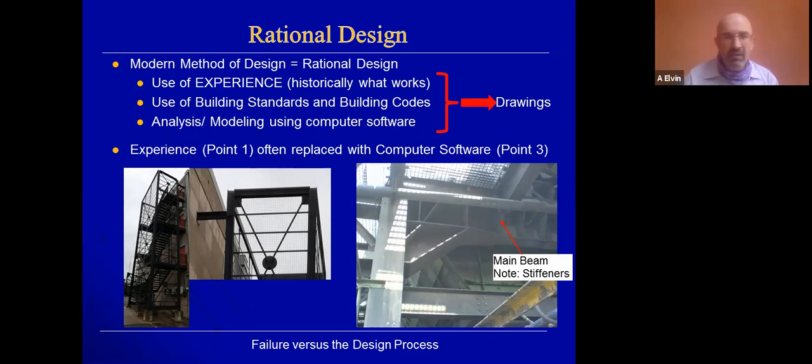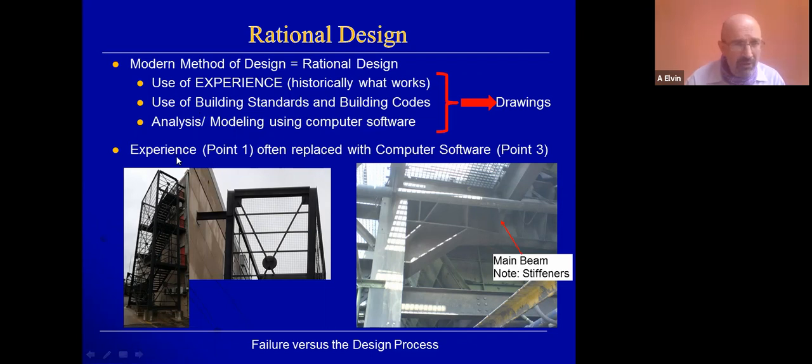So based on history, it's been handed from generation to generation, and that's what we roughly call experience. The second tool that we use are the building standards and building codes. So now some of the experience has been codified, some tests, laboratory tests, in situ tests, practical aspects have been codified, some in codes, some in standards, and that's a second item that we use in rational design. And the third item that we use in rational design is the analysis method and the modeling approach, which usually uses computers and computer software. All this is cooked together to produce drawings, which is our currency as engineers, structural engineers.